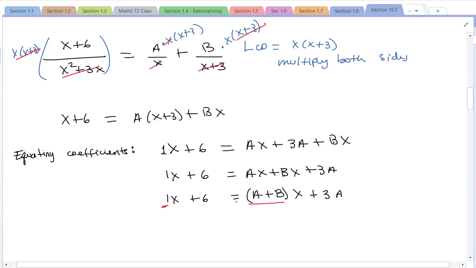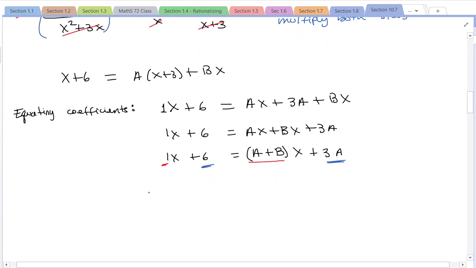The coefficients of the x terms have to be the same, and then the constant terms have to be the same. So what I get is that then 1, the coefficient of the x, has to equal the coefficient of the x on the right, is a plus b. And the constant terms is 6 on the left, so 6 has to equal 3a. And now this one helps me solve for a. Divide both sides by 3, so a is 2.